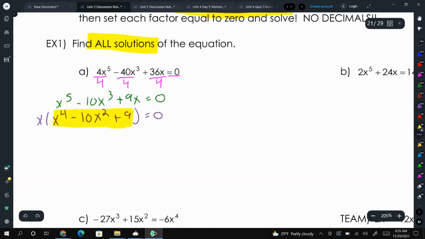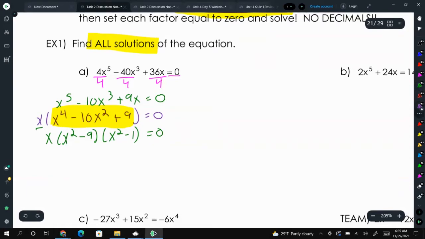And I notice that this is one of those quadratic forms where I have an x to the 4th, an x squared, and no x at all. So I can treat this like factoring a normal quadratic. So what two numbers add up to negative 10 but multiply to positive 9? Well, that's going to be x squared minus 9 and x squared minus 1. And don't forget about that x out in front equals 0.